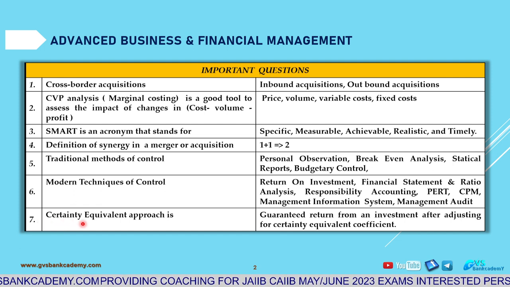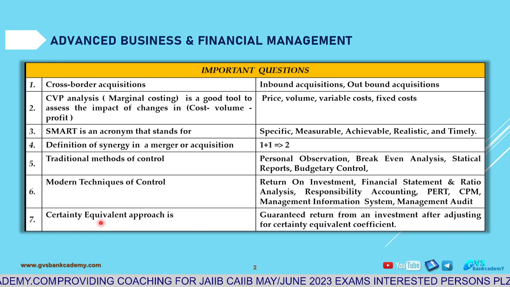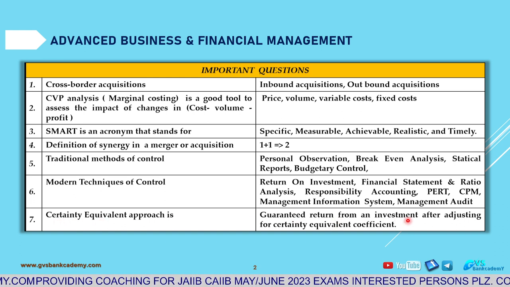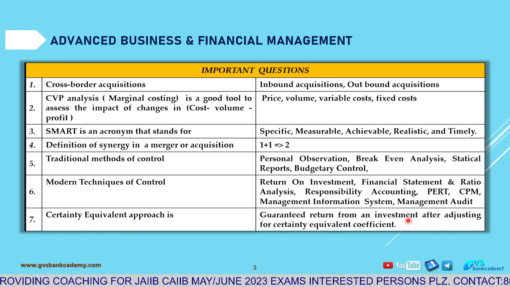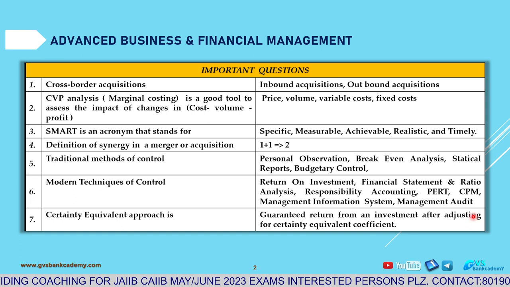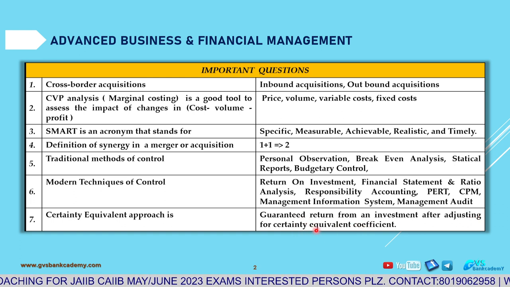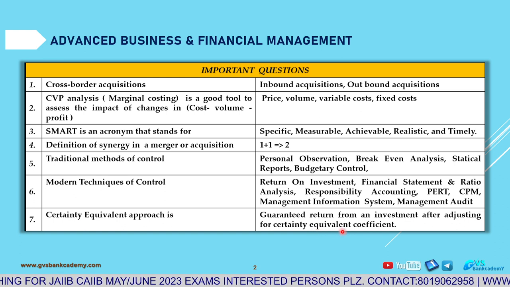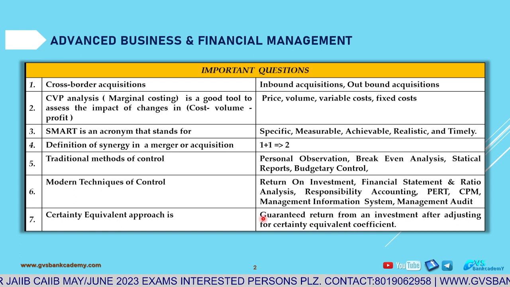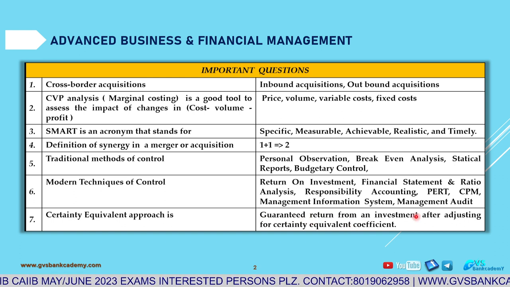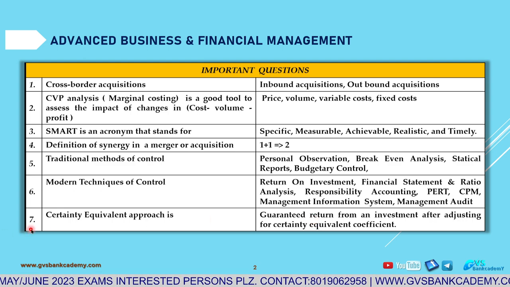Question number 7, certainty equivalent approach. What is meant by certainty equivalent? It is the guaranteed return from an investment. From the return, we adjust the certainty equivalent coefficient, and after that we calculate the return. That is called guaranteed return from an investment after adjusting the certainty equivalent coefficient. Question number 7 is over.